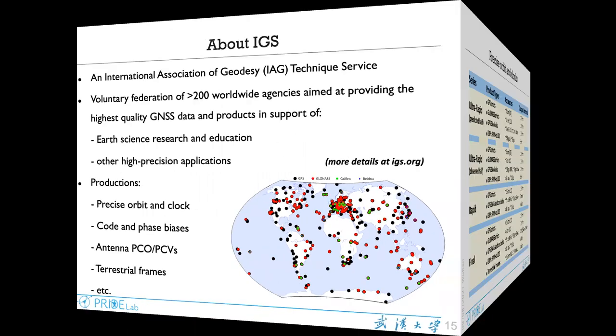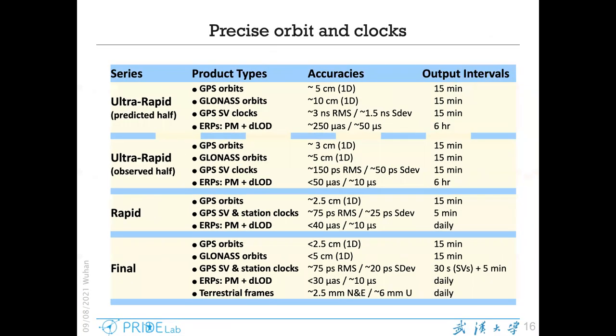All right. This is a list of the orbits and the clock products released by the IGS. So they are divided into four parts. The first one is ultra rapid, which means you can use the predicted part of the orbit to do some real-time applications. It has a latency of about 3 hours, but it has a very high accuracy, about 5 centimeters for GPS orbits and 10 centimeters for the GLONASS orbits.